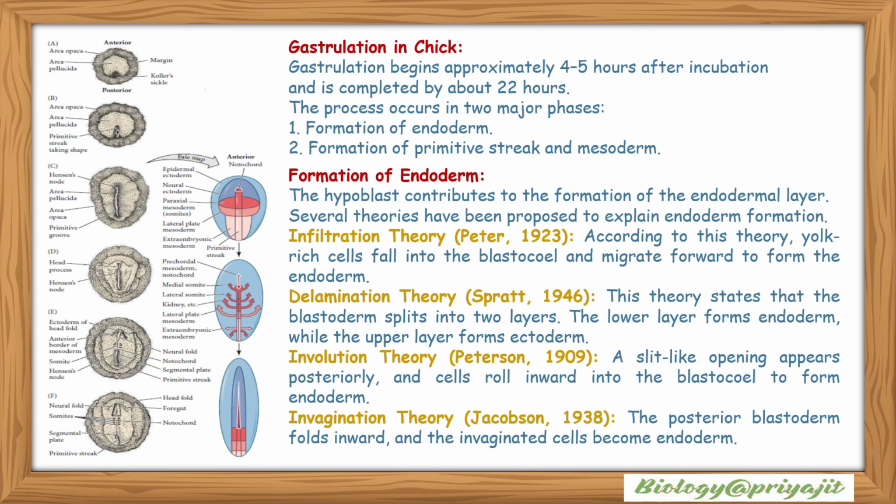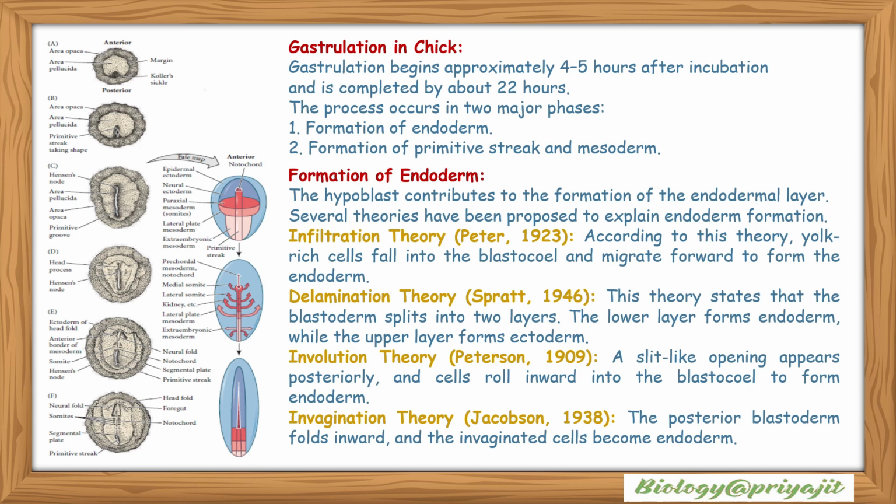Gastrulation in chick. Gastrulation begins approximately 4 to 5 hours after incubation and is completed by about 22 hours. The process occurs in two major phases: formation of endoderm, and formation of primitive streak and mesoderm. Formation of endoderm. The hypoblast contributes to the formation of the endodermal layer. Several theories have been proposed to explain endoderm formation.